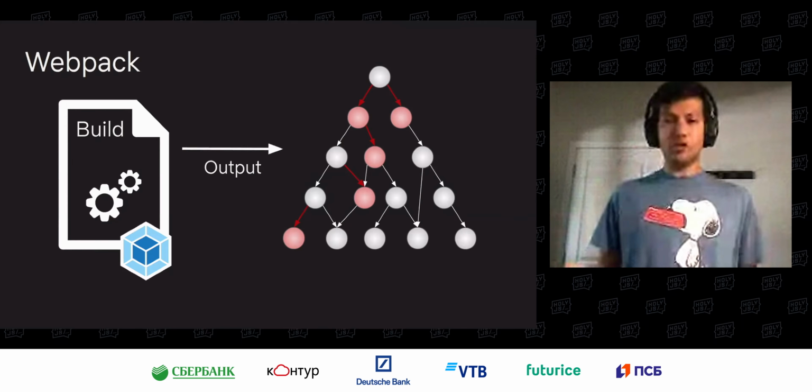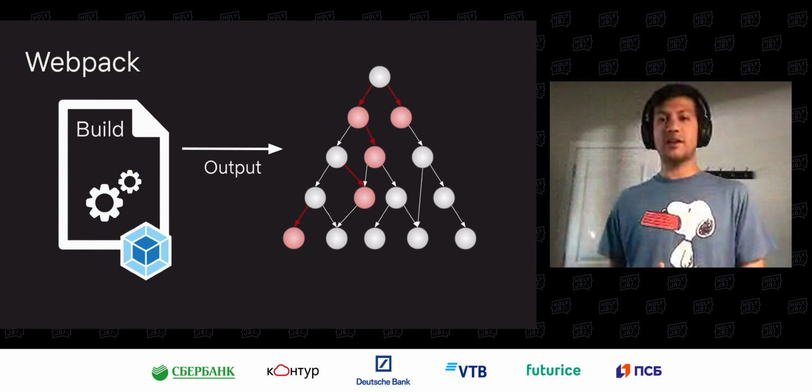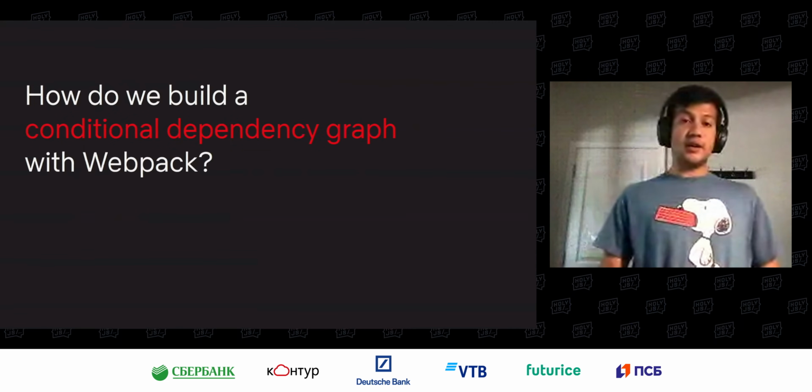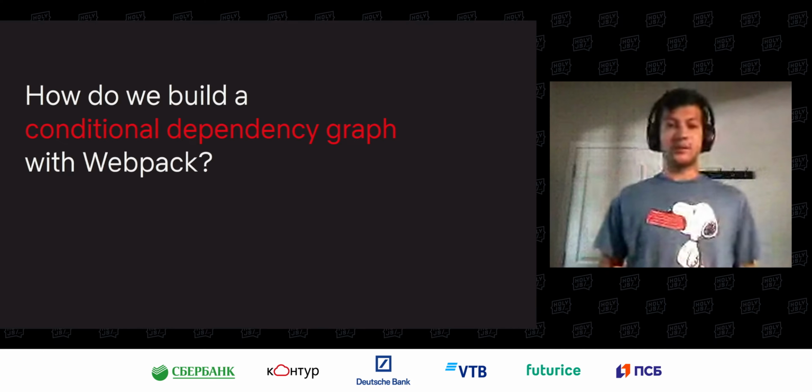And what did we want to do? We wanted Webpack to give us this conditional dependency graph as its output. So now the next obvious question is, how exactly do we build this conditional dependency graph, especially with Webpack?